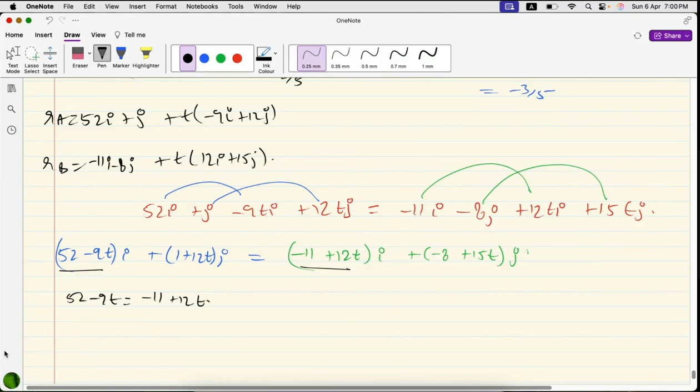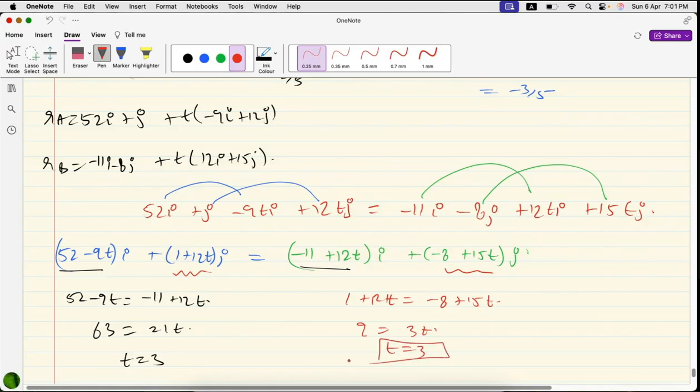Rearranging, 52 plus 11 is 63 and 12 plus 9 is 21. 63 divided by 21 is 3, so t is equal to 3. We can double check with the j's as well. 1 plus 12t is equal to minus 8 plus 15t. 8 comes on this side, that's 9, and 15 minus 12 is 3. And yes, so time is 3.